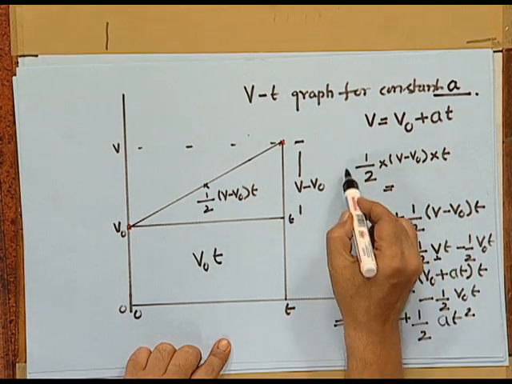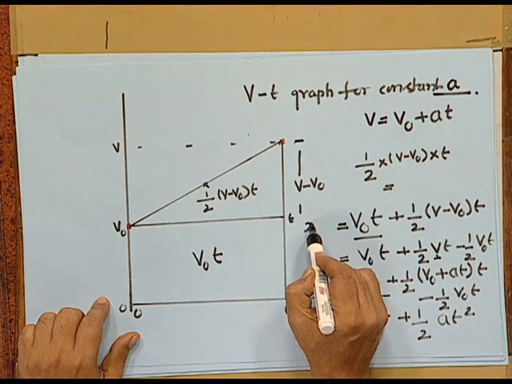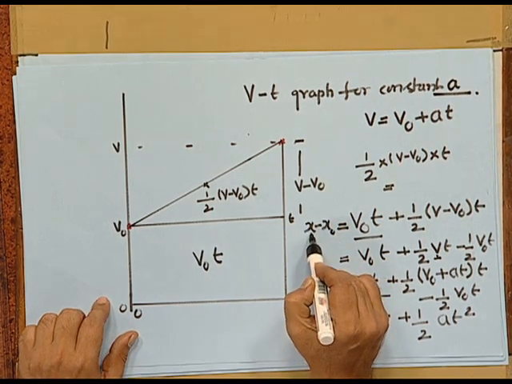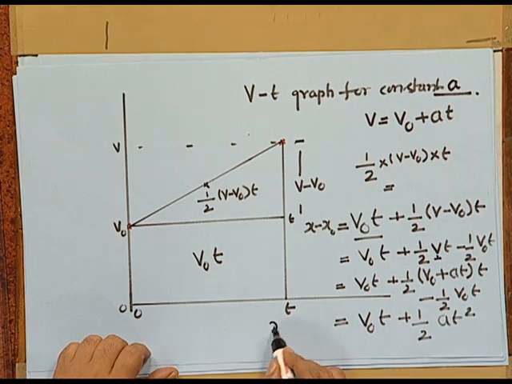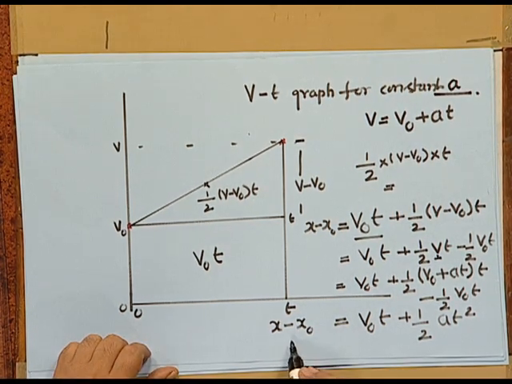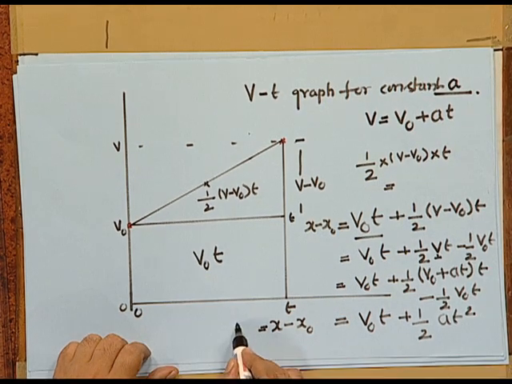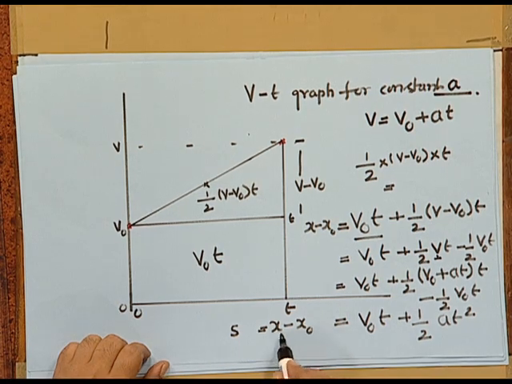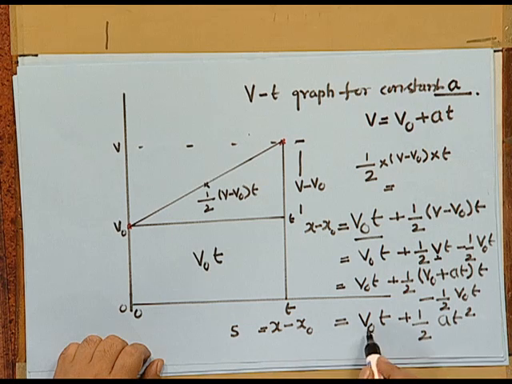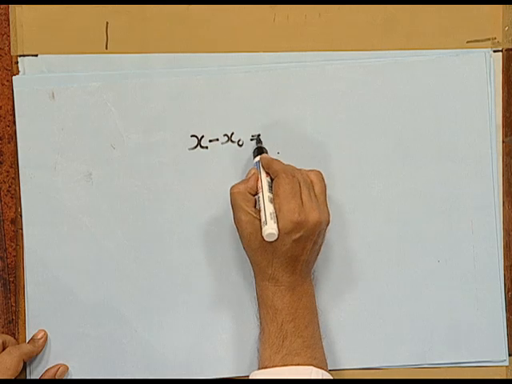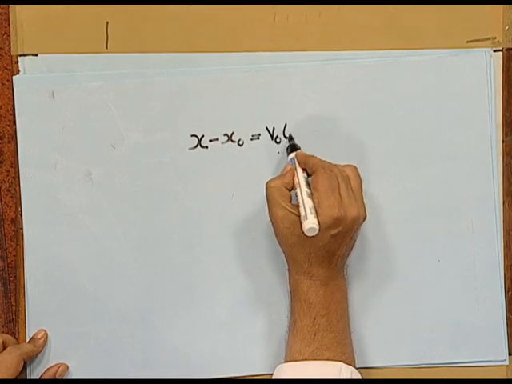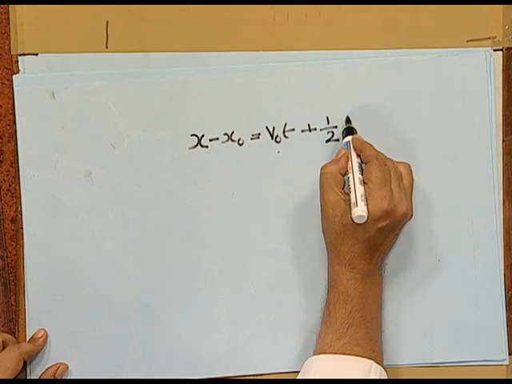What is this? This is the area under the velocity time graph which represents the displacement, or which gives you x minus x0, where x is the displacement at time t, x0 is the initial displacement. Now, this x minus x0, which is the displacement, is the change in position coordinate. If s is the displacement, s is equal to v0t plus half at squared. In other words, x minus x0 equals v0t plus half at squared.